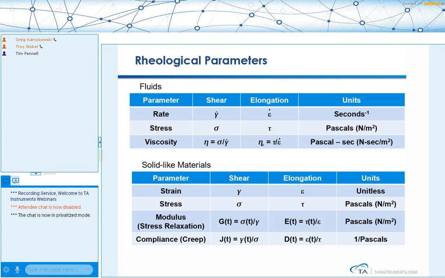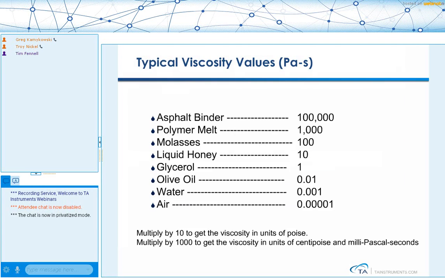For solid-like materials, the shear strain is denoted by the letter gamma without a dot over it. Elongation is epsilon. The stress, again, is sigma and tau. And if we impose an instantaneous strain on the material and measure the stress, we get the modulus of the material. This is the stress relaxation test that is mentioned here. And if we turn that around and impose a stress and measure strain, we get the compliance of the material.